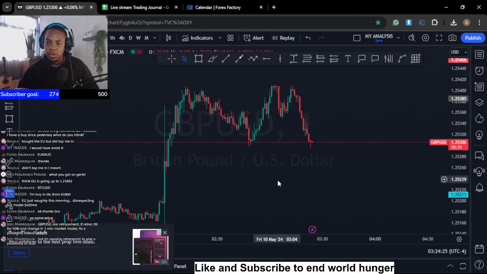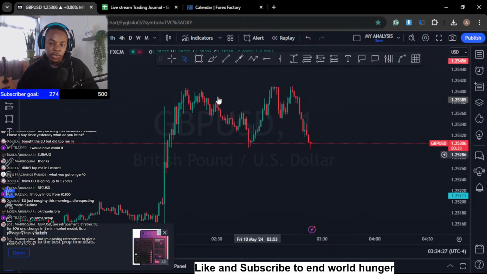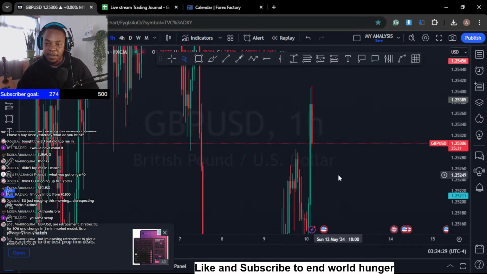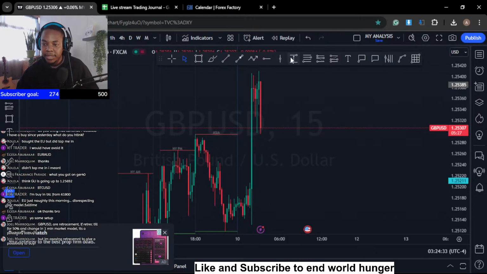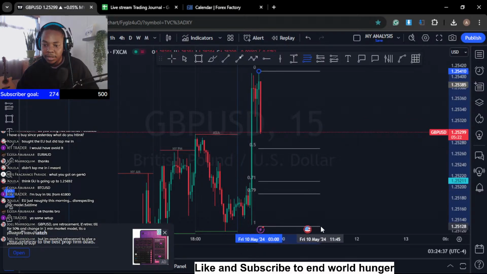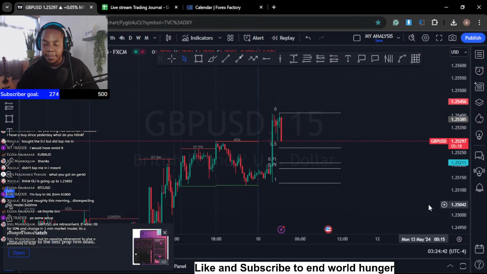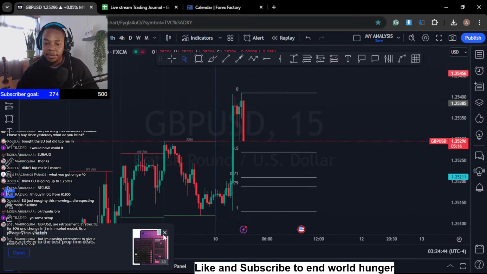Let's look at it, right? You're saying it's a retrace, if it retraces 50% of that movement, right? If it retraces 50% of this movement and then gives a market structure shift to buy, I guess you can.